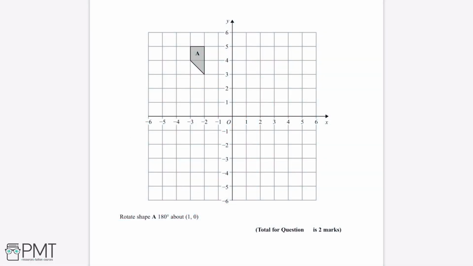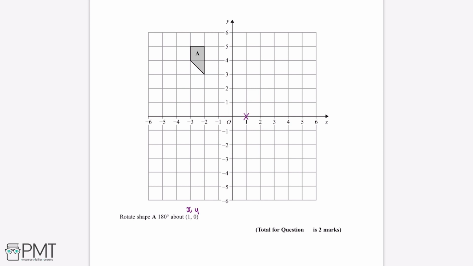Rotate shape A 180 degrees about 1, 0. So the first thing we'll need to do for this question is find the point 1, 0. And the way coordinates work is the first value is the x coordinate and the second value is the y coordinate. So we're going to want to go 1 along the x-axis and then 0 up the y-axis. So this is the point we want to rotate shape A around.